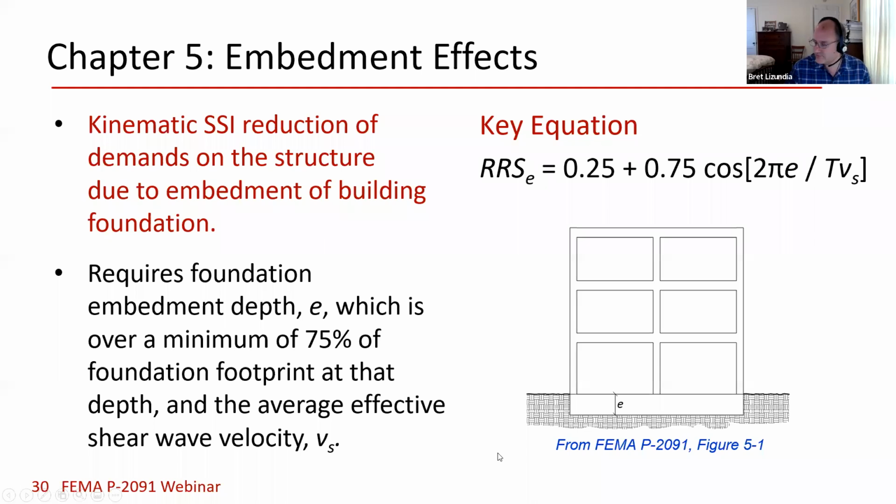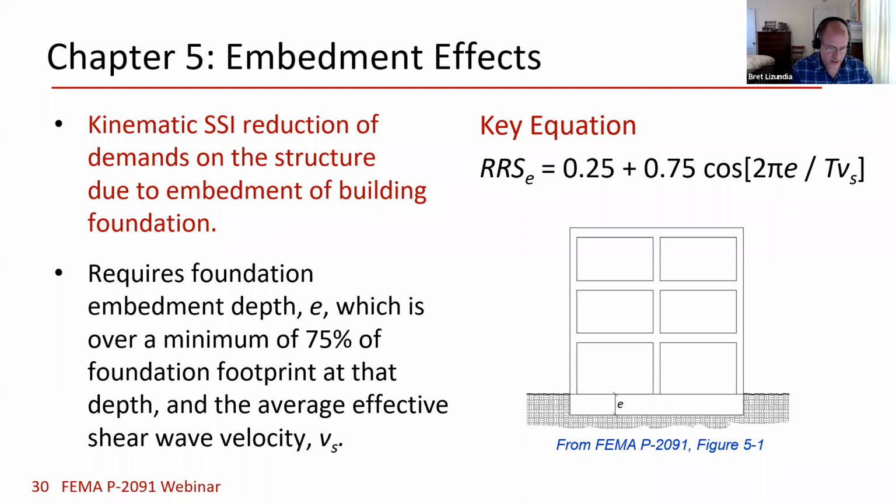Okay, so now we're going to flip to embedment effects and talk about those. This is about the depth, okay? It just has this equation, and that's all there is to it. You have to know what E is, and you have to know the shear wave velocity. Then, in order to plot it on a response spectrum plot, you just go through the periods. So part of the trick is figuring out what E is.